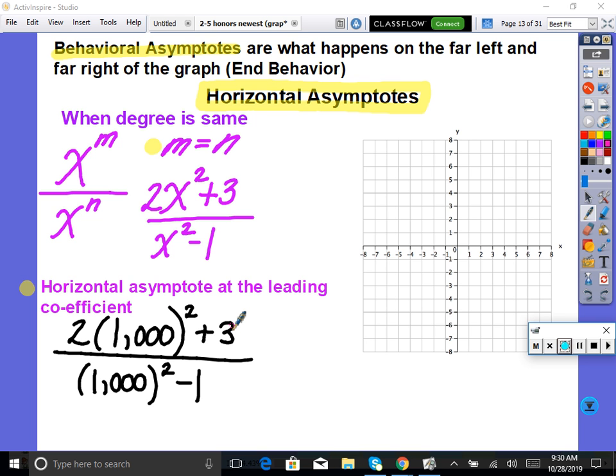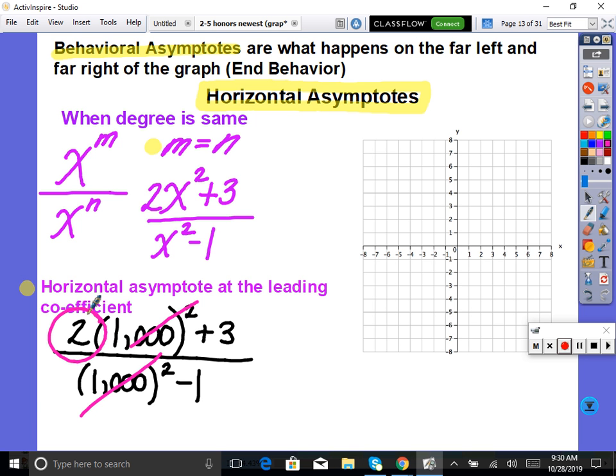Now, on bottom, I have 1,000 squared minus 1. 1,000 squared minus 1 is pretty much the exact same value as 1,000 squared. You all agree? Minusing 1 off of it is not the exact same number, but almost the same value. Do you agree? All right, so then what's going to happen? Essentially, our 1,000 squareds will divide out perfectly. Then that will leave us with a 2.